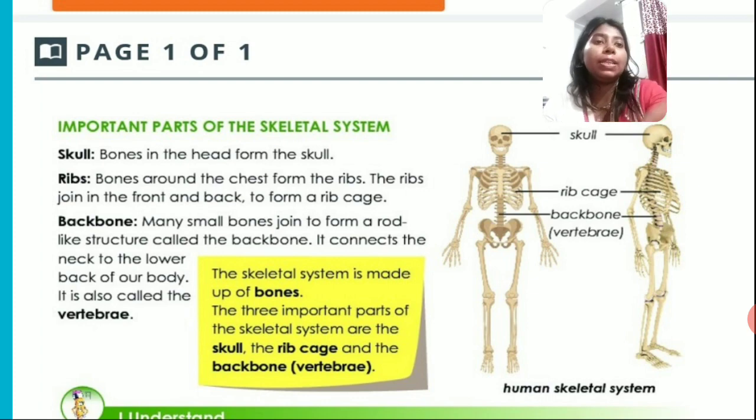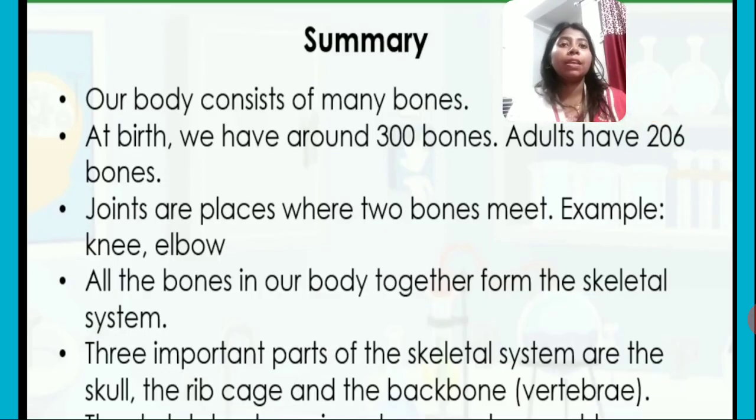Clear? So let's see the summary once. Our body consists of many bones. At birth, we have around 300 bones and adults have 206 bones. Joints are places where two bones meet. Examples: knee and elbow. You can also give shoulder, wrist, hip. All the bones in our body together form the skeletal system. Three important parts of the skeletal system are the skull, rib cage and the backbone.